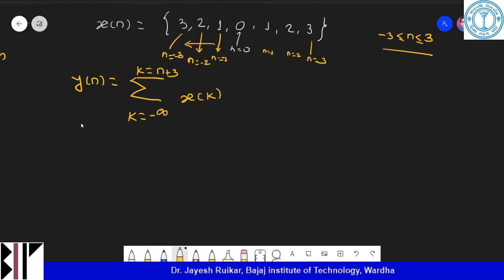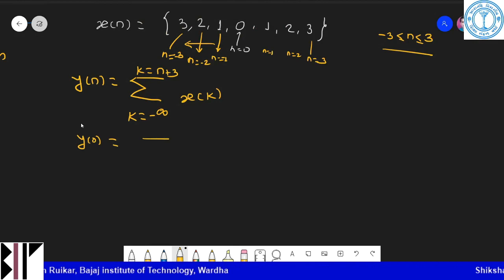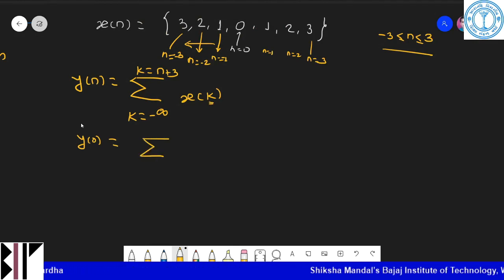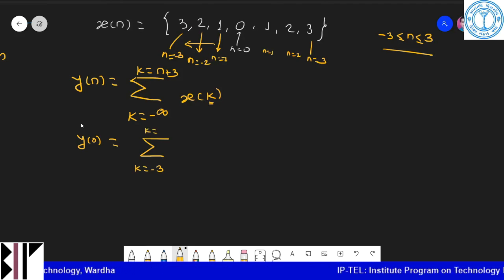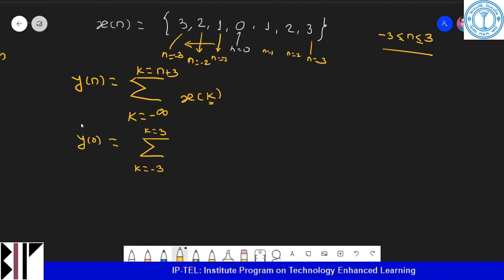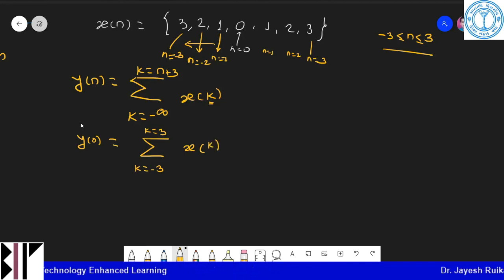First I will calculate y of 0 here. So what is y of 0? As our x of n goes from minus 3 to plus 3, instead of writing minus infinity, we know that our signal is going from minus 3 to plus 3. So k equals n plus 3 means minus 3 to plus 3. So this is equal to putting in x of k, where for k you have to put all these values.